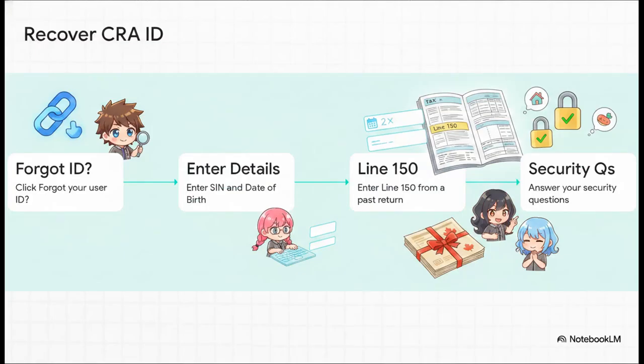If you used the CRA user ID route and forgot your details, just click that Forgot Your User ID link. You'll need to punch in your SIN and date of birth again. Then you'll be asked to enter the amount from line 15,000 of your tax return from one of the previous 2 years. See, this is exactly why keeping a copy of last year's return is so vital. Finally, answer those security questions you set up during registration, and boom, you are back in.